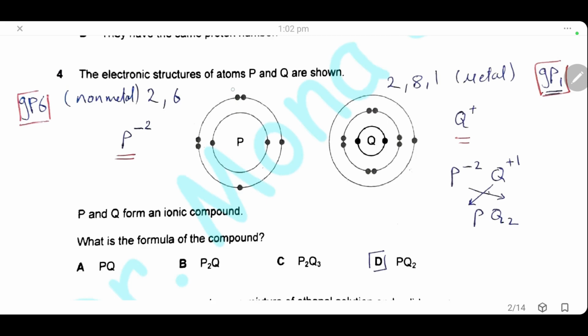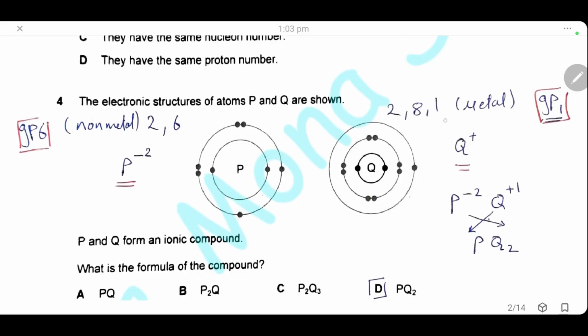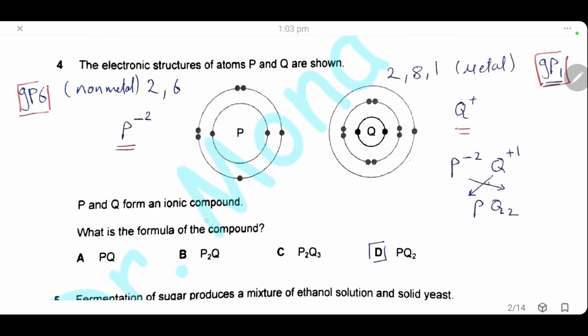Question 4. The electronic structures of atoms B and Q are shown. As we can see from the electronic structure of B, it has 6 outer electrons, so it's in group 6. It's a non-metal. It forms a negative ion with a charge of -2. Q has electronic structure 2,8,1, so it's a metal in group 1. It will form an ion with a positive charge of +1. To know the formula of the ionic compound formed between B and Q, we will just exchange the charges between them. As we can see, the formula will be BQ2, and the answer is D.